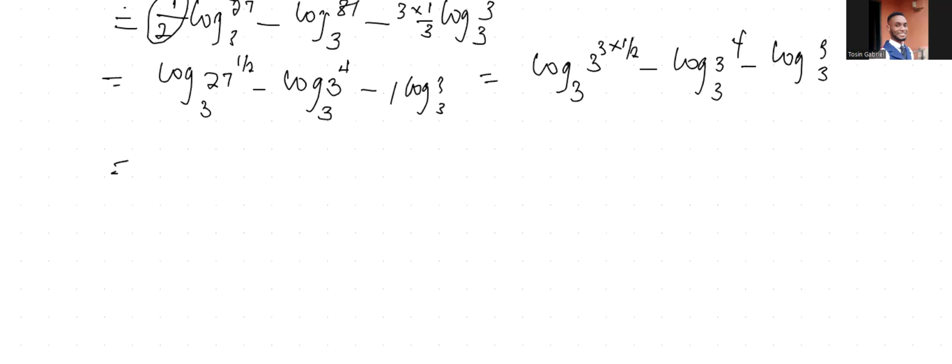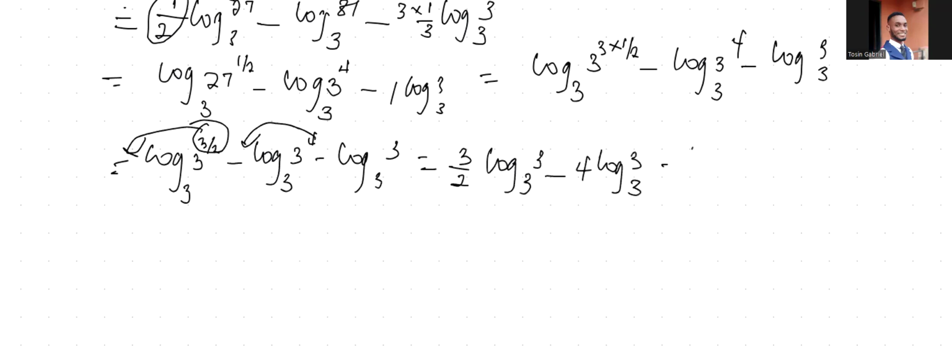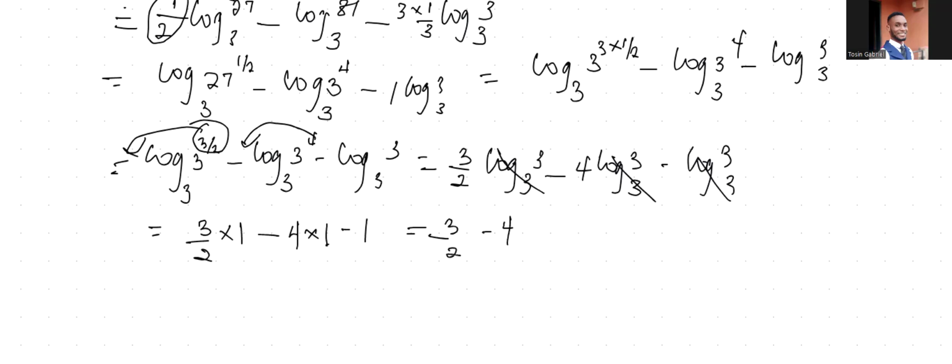Okay. Then the next thing we have is log 3 base 3, to the power of 3 over 2, then minus log 3 to the power of 4 base 3, then minus log 3 base 3. So we can do something. You notice this 3 over 2 can move to the front here, and this 4 will move to the front here. So we discover that we are going to have 3 over 2 log 3 base 3 minus 4 log 3 base 3, then minus log 3 base 3. This is 1, this is 1, this is 1. So we are going to have 3 over 2 multiplied by 1 minus 4 multiplied by 1 minus 1, which is 3 over 2 minus 4 over 1 minus 1 over 1. We find the LCM, which is 2. Then this is going to give you 3 minus 8 minus 2, which is going to be minus 7 over 2. That is your answer.